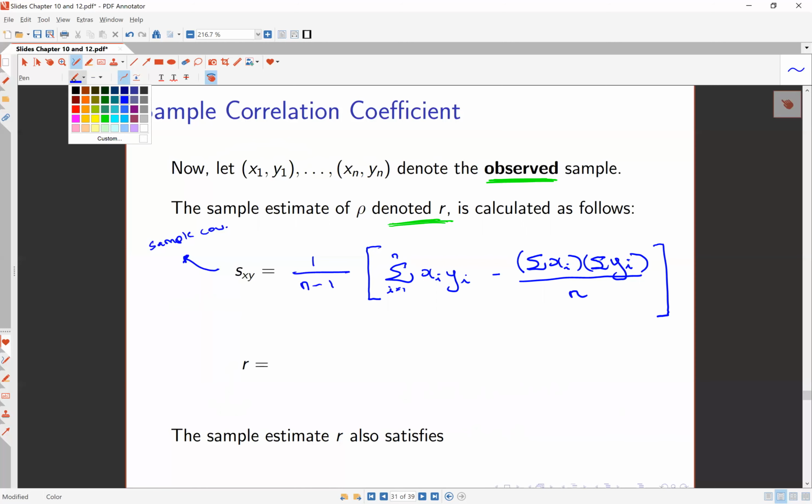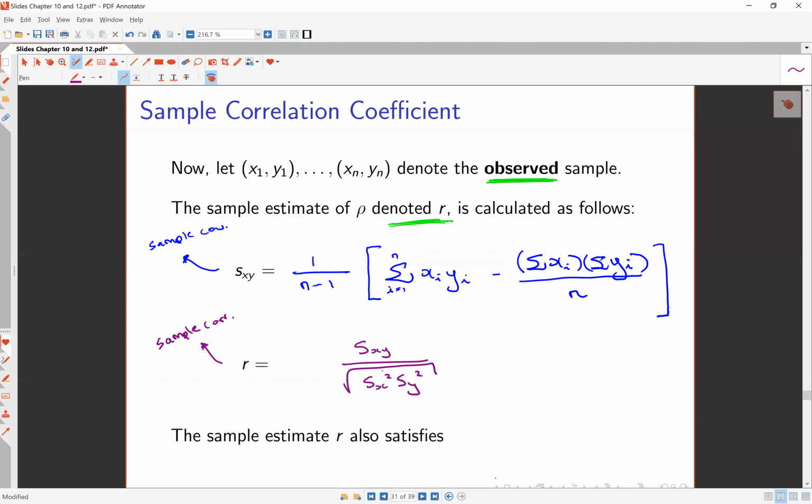Now, once you've calculated the sample covariance, you can convert that to a sample correlation. We do this by taking the sample covariance and dividing by the square root of the product of the sample variances. So you calculate the sample variance for the x data, calculate the sample variance for the y data, multiply those, take the square root.